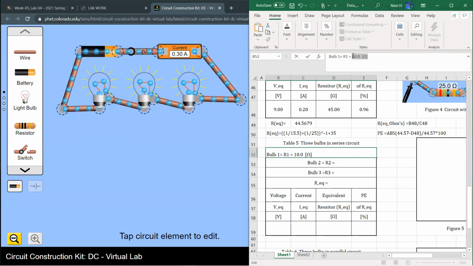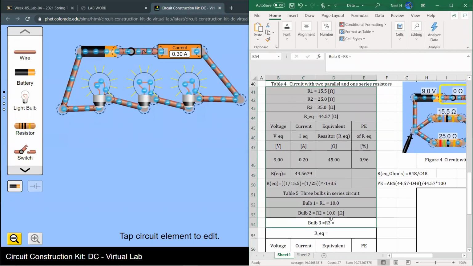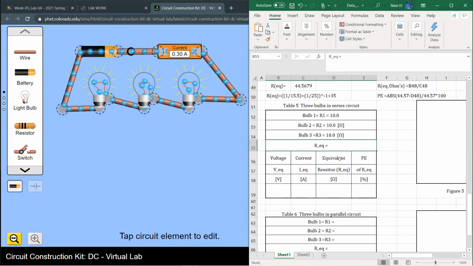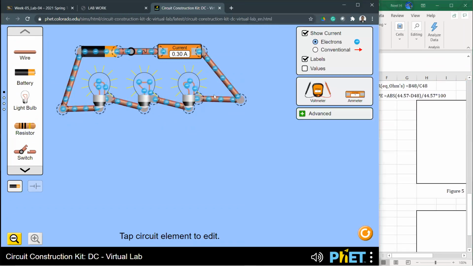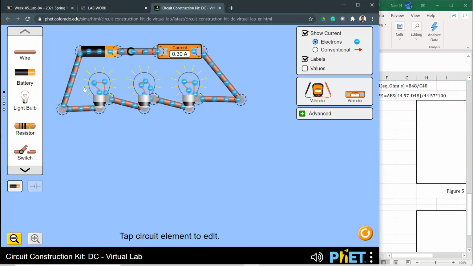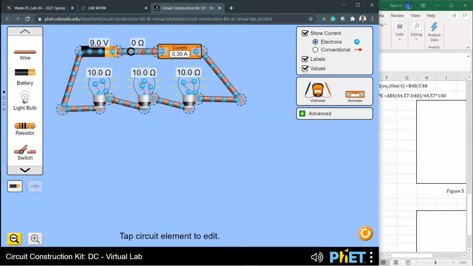And then the 10 ohm value is actually the same for all 3 light bulbs. Let's copy and paste that into the next 2 cells. Okay, light bulb 3 also has the same value. Now, if I have a light bulb, it is a resistor itself, right? If I have 3 light bulbs connected together serially in the same line, the resultant should be a direct addition, right?